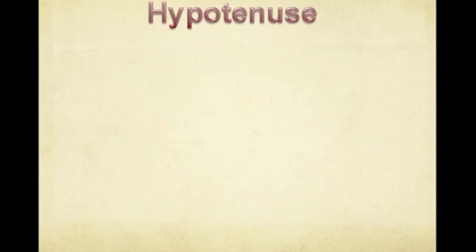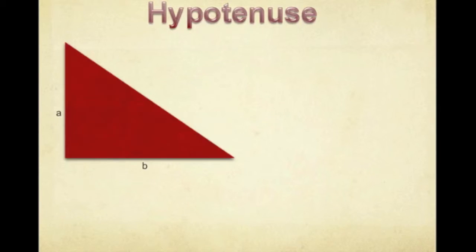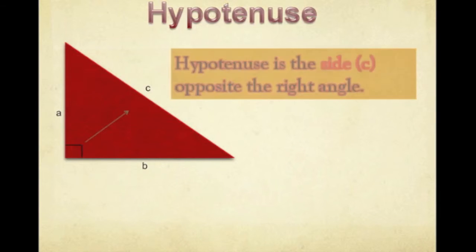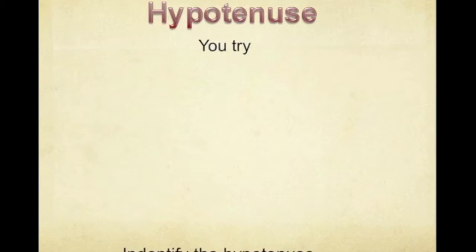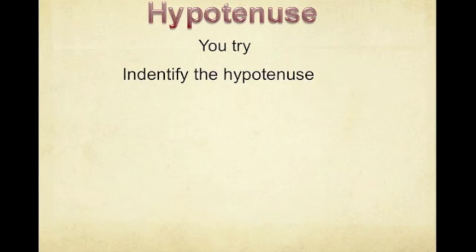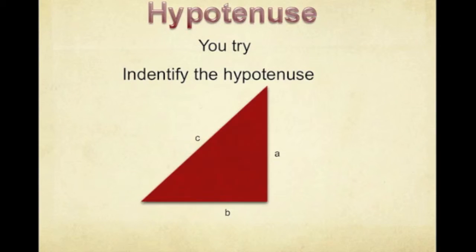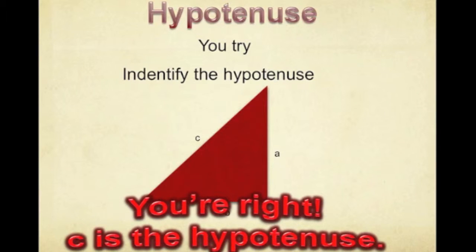Hypotenuse. The hypotenuse is the side, here at C, opposite the right angle. Now you try identifying the hypotenuse. Is it A, B, or C? You're right. C is opposite the right angle.